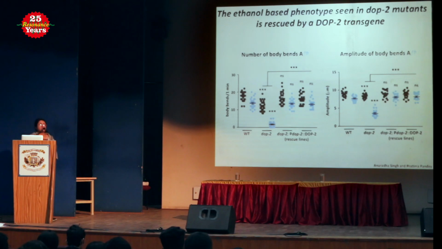The next thing we wanted to do was, now that we have this phenotype, to confirm that it is this mutant that is giving this phenotype, we have to put back this protein in the animal. So we put back this protein in all those 8 neurons that express it. And we found that it went back to looking just like the wild type control animals. Both the number of body bends and the amplitude went back to being just like wild type, indicating that it is this protein. So you remove this protein, then it becomes more sensitive to ethanol. And if you put back this protein, you get back your wild type or control animal phenotype.